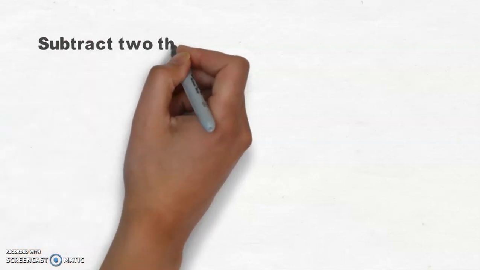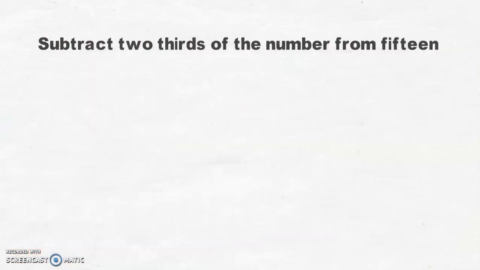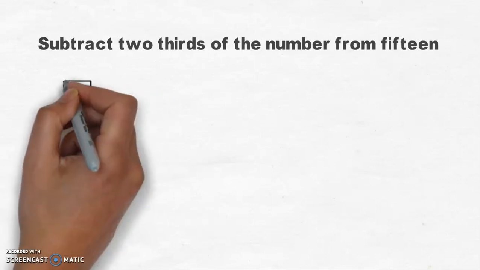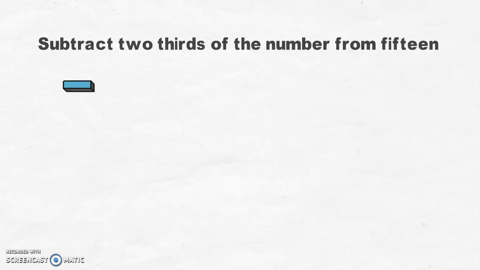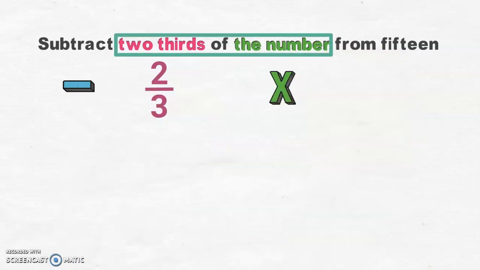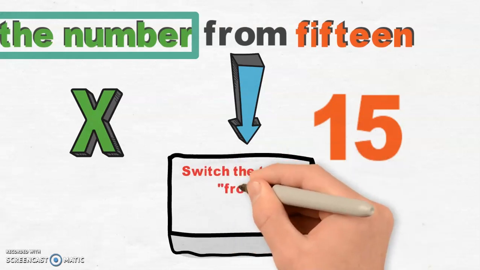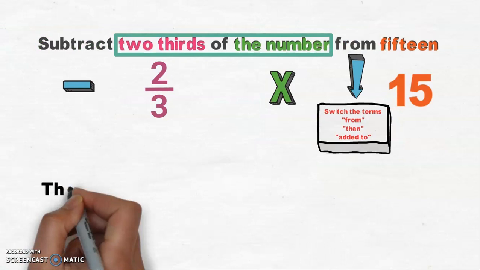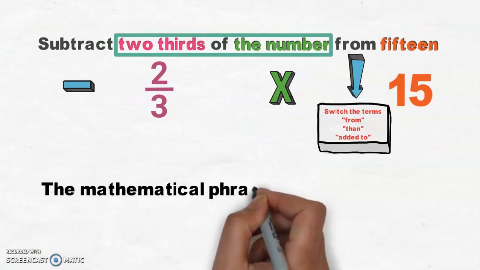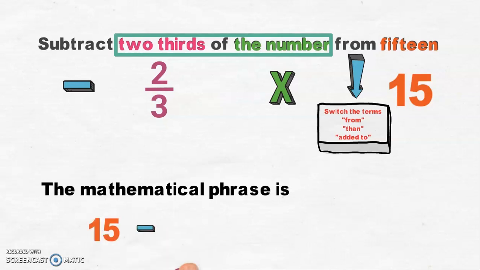Here's another example. Subtract 2/3 of the number from 15. So, it is minus sign. 2/3 is 2 over 3. And let x be the number. So, we group them. So, 2/3 x and 15. So always remember, if we have the words from, than, and added to, we need to switch the terms. So that the mathematical phrase for this problem is 15 minus 2 over 3x.